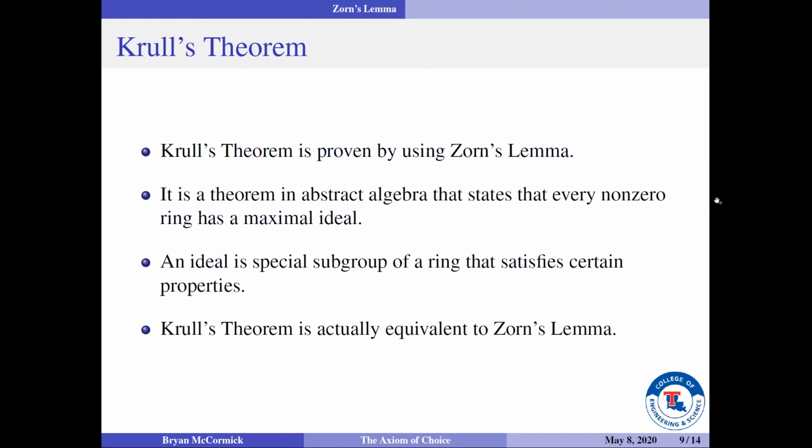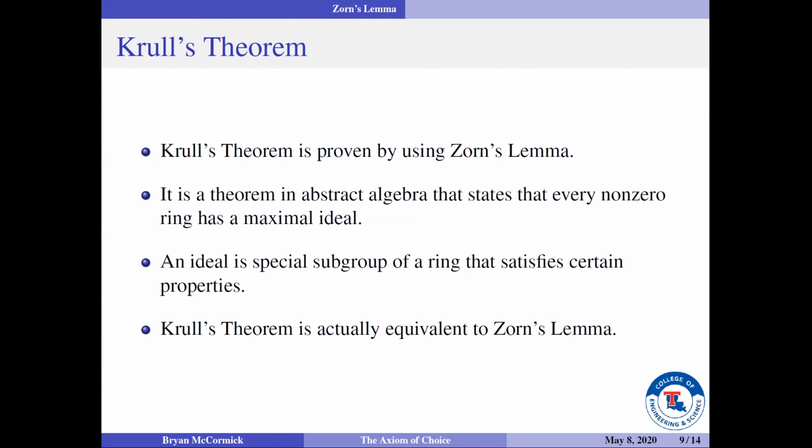It's proven using Zorn's lemma, and it states that every non-zero ring has a maximal ideal. An ideal is just a special subgroup of a ring that satisfies certain multiplicative properties. An example of an ideal in the integers is the even numbers, because you can take any integer, multiply it by any even number, and get an even number as a result. So the even numbers form an ideal in the integers.